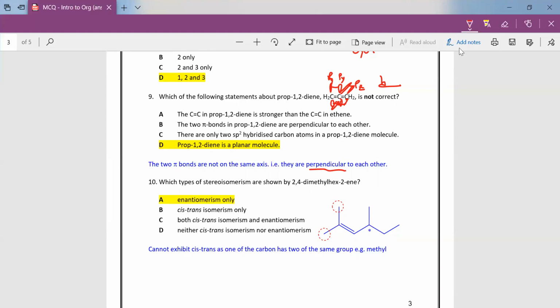Last question. What type of stereoisomerism is shown here? It only exhibits enantiomerism. It cannot exhibit cis-trans isomerism because it is bonded to 2 of the same group. That concludes our MCQ for organic chem.